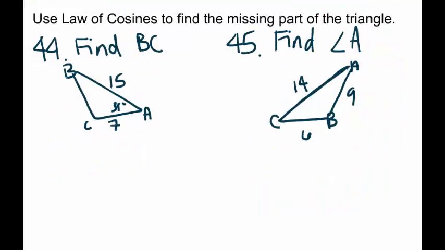All right, law of cosines, we're going to have to be careful. We've got our formulas on our unit circle page anyways. Let's do 45 first. I think the angle ones we're more comfortable with. We're trying to find angle A. We're trying to find this one.